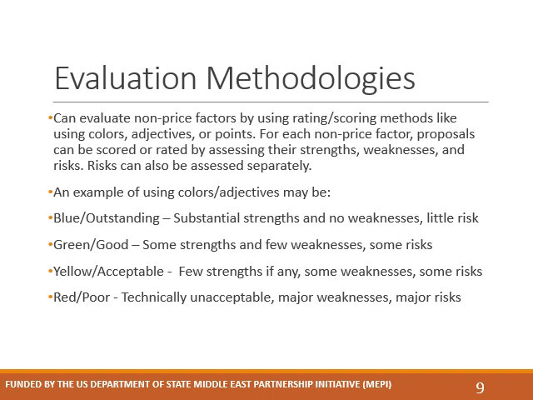Next level down, green or good, the proposal has some strengths, a few weaknesses, and some risk. Yellow or acceptable could be few strengths, if any, some weaknesses, some risk. Red or poor, indicating it's technically unacceptable, major weaknesses, major risk.